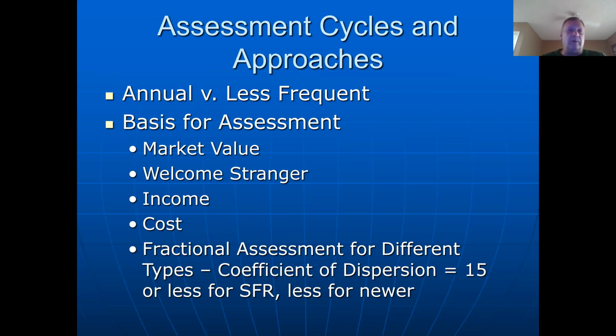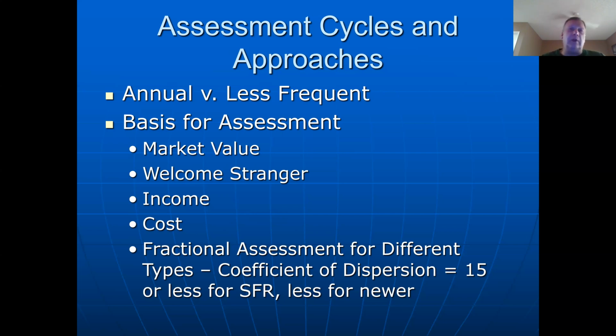But the idea behind a welcome stranger approach is that we are going to keep people from being taxed out of their homes if they are living in a neighborhood or living in a local jurisdiction or a state where it was very popular to move there. And so we didn't want people to say, well, I got to sell my home because I can't afford to pay my property taxes because my home has increased in value.